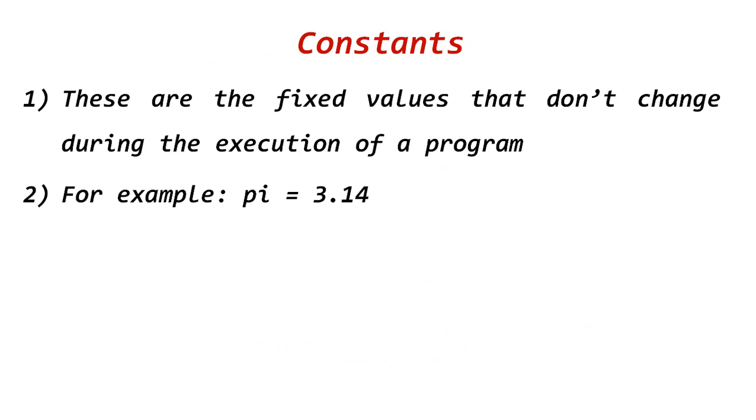First of all, what are constants? These are the fixed values that don't change during the execution of a program. For example, if I am writing pi is equal to 3.14, this is one constant which is used inside the mensuration part when we calculate the area of the circle. The area of the circle is pi r square and the perimeter of the circle is 2 pi r. Pi is one constant which is used. The value of pi is 22 divided by 7, or after calculating you can write up to 2 places of decimal, 3.14.